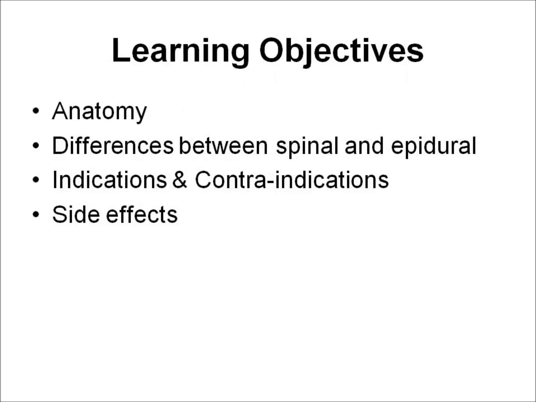Our learning objectives today will be the following. We will discuss the anatomy of the spinal cord as well as the vertebral column. We will look at the differences between spinal and epidural anesthesia, and we will talk about the indications and contraindications to both. We will also consider the side effects of both.